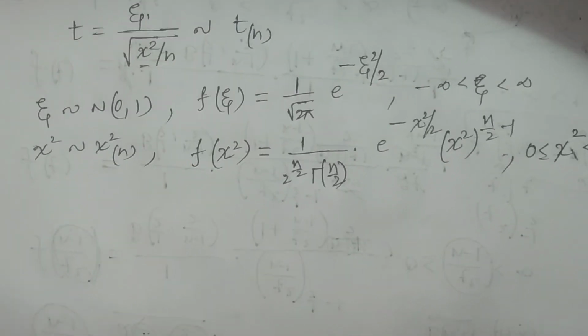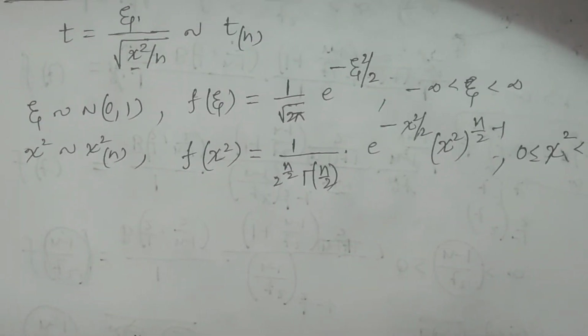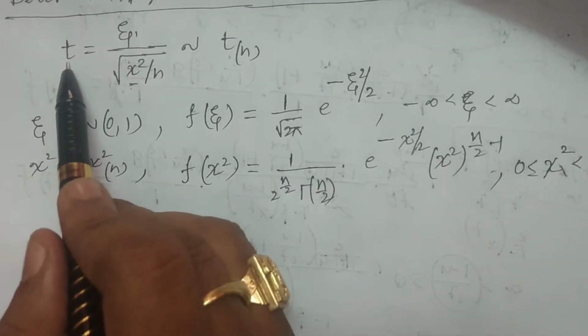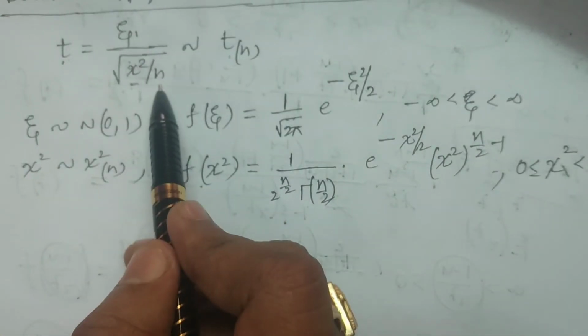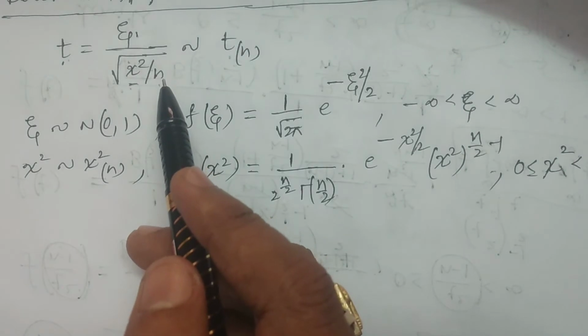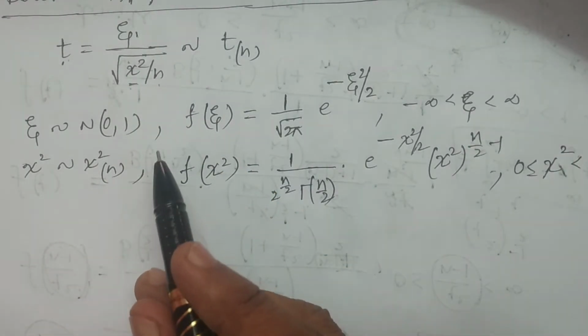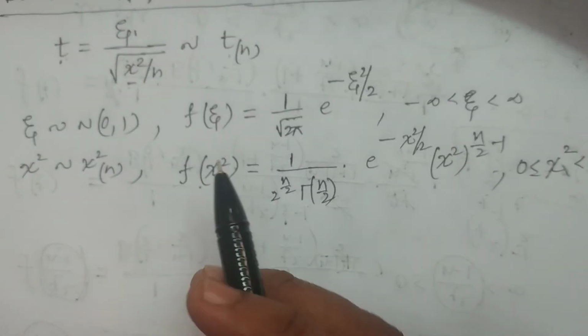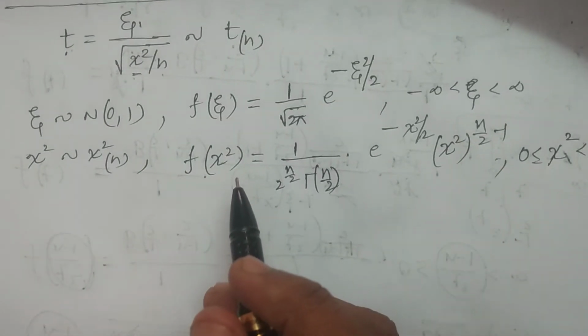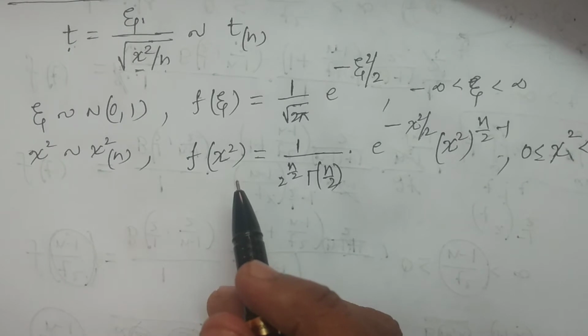So now we have to calculate the distribution of t. T is equal to xi by the square root of chi square by n. That is what we have to calculate. The probability density function of t we have to calculate, for which we are using the two variable Jacobian transformation method.